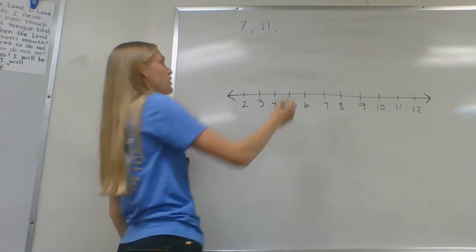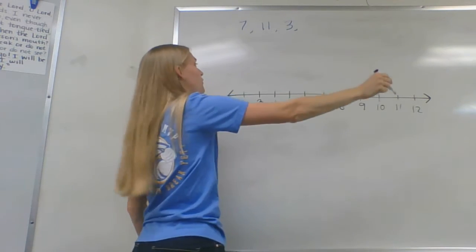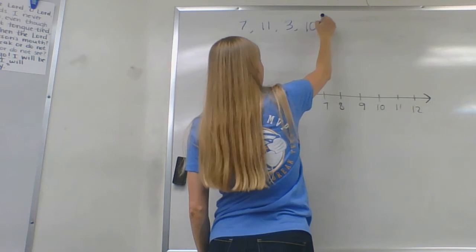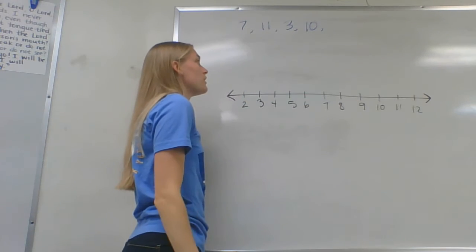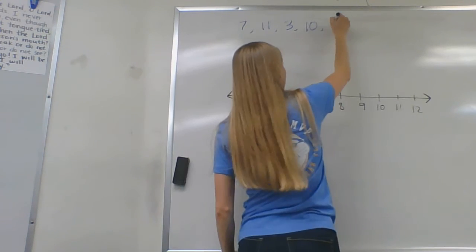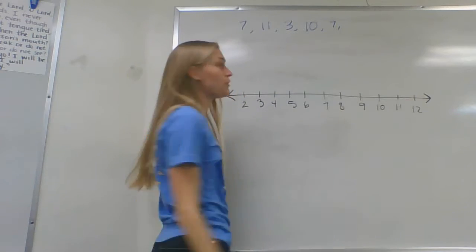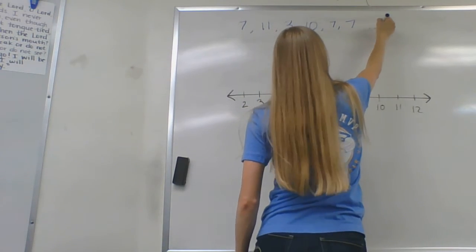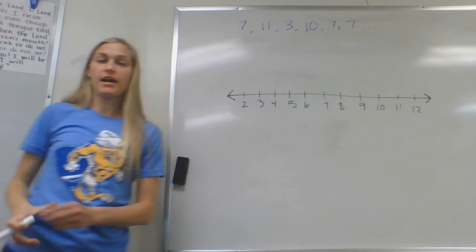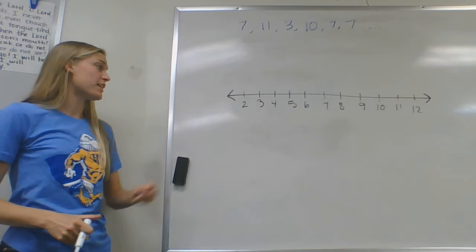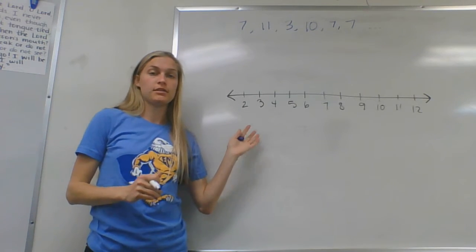So maybe you roll a 1 and a 2 and you get a 3. Then you roll a 4 and a 6 and you get 10. Then you roll a 5 and a 2 and you get 7. Then you roll a 3 and a 4 and you get a 7. You're going to do this continually until you've done it 15 times. Then you're going to record that on a line plot.